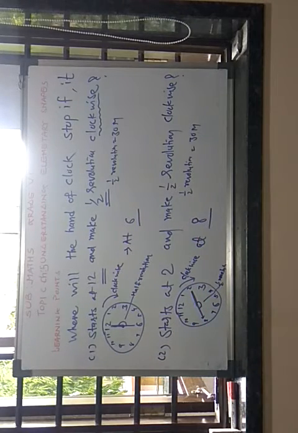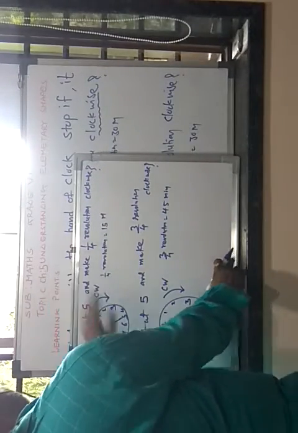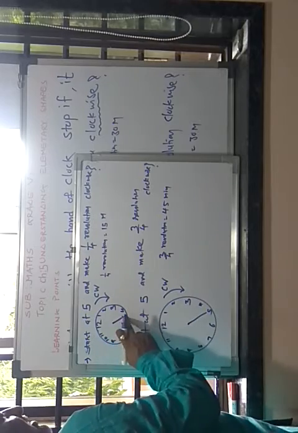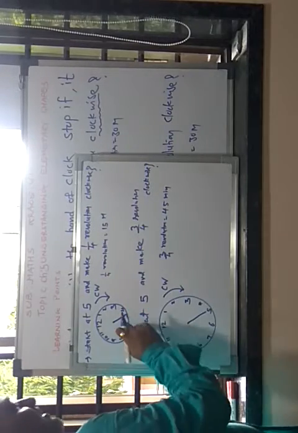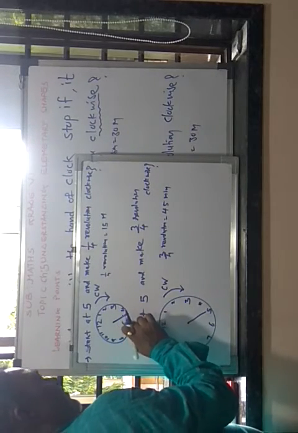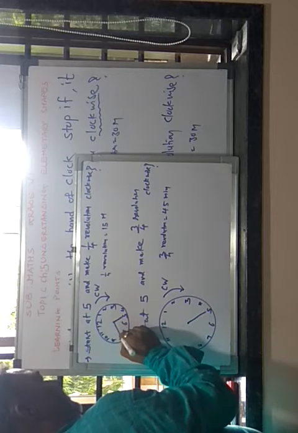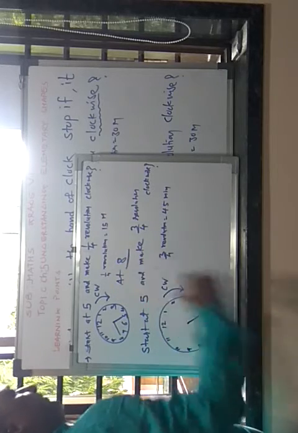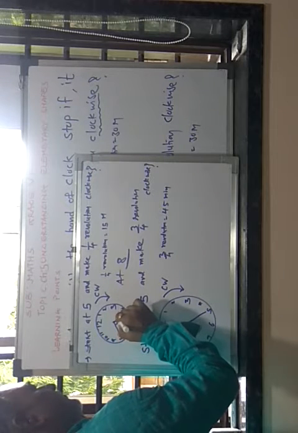Okay. Next, start at 5 and make a 1/4 revolution clockwise. 1/4 revolution means 15 minutes. From here count 15 minutes. 5 to 6 is 5 minutes, 10 minutes, 15 minutes. Means here. So the answer is at 8. And it is a 1/4 revolution.